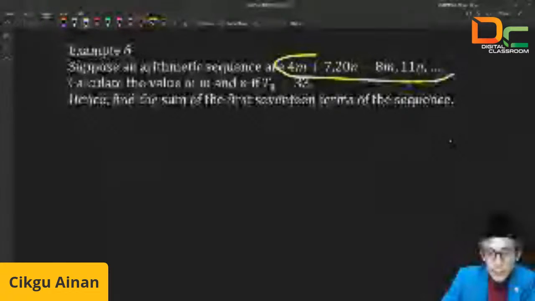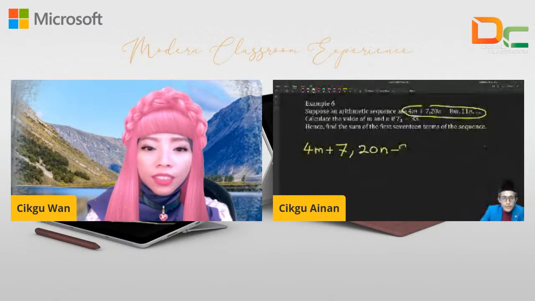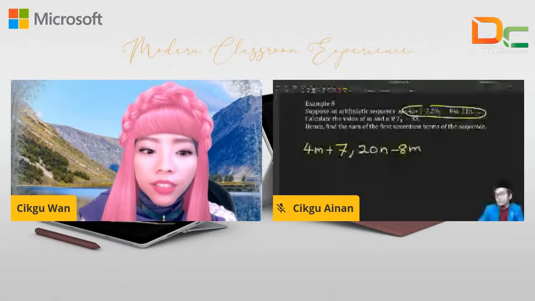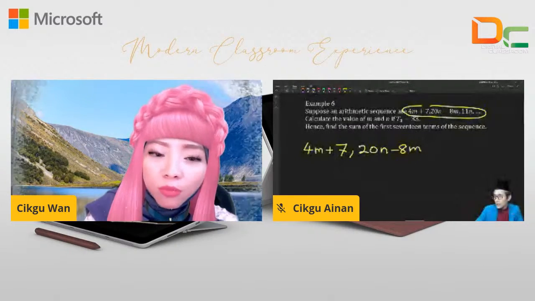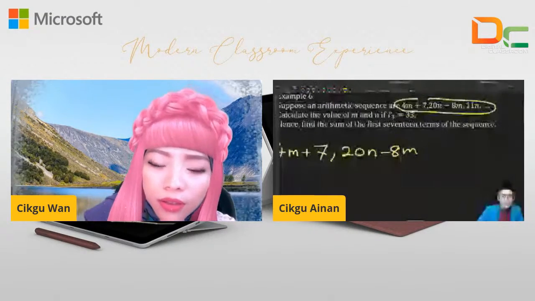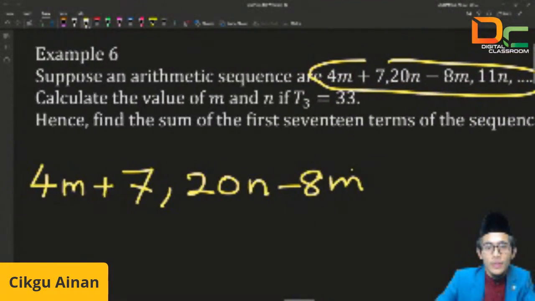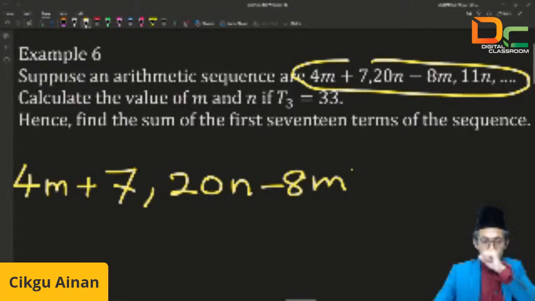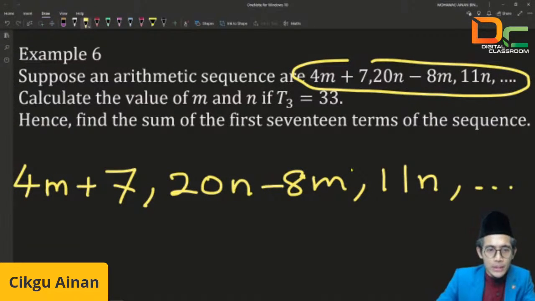First thing first, we rewrite this one properly. This one rapat sangat. So kita tulis kat sini lah. 4m plus 7, besar-besar saya tulis. 20n minus 8m. Okey Ainan, mungkin boleh besarkan zoom in sikit dia punya slide sebab tulisan dah mula kabur. Thank you for the feedback. Okay, comma 11n lah. Comma, dot, dot, dot biar lah sini tapi kena tulis.